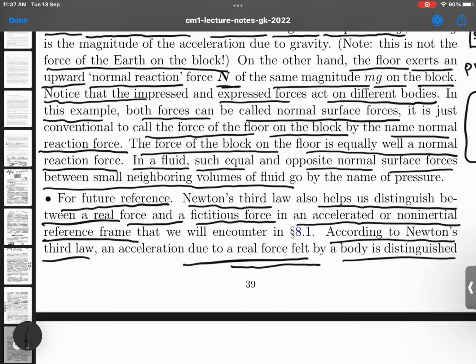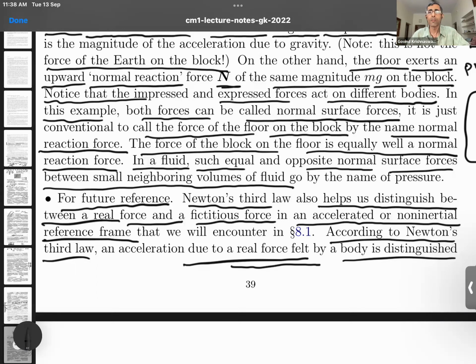Could you elaborate this with an example? Okay, I will try to do that, but we will first need to have an example of a fictitious force. So we will have to go to an accelerating car and look at that fictitious force. I will try to do it when I discuss a non-inertial frame. Okay. But you can also try it out.